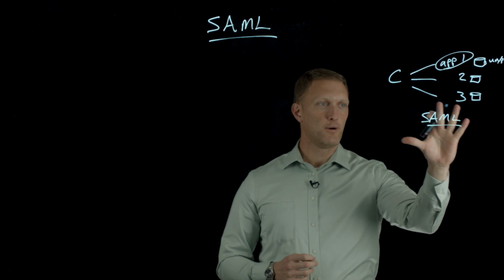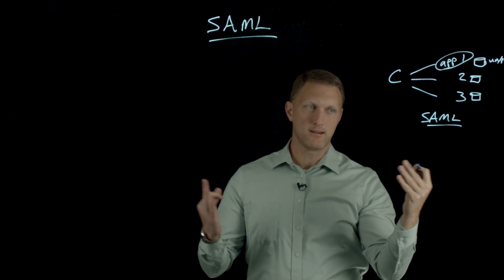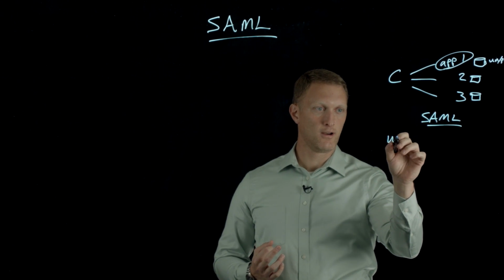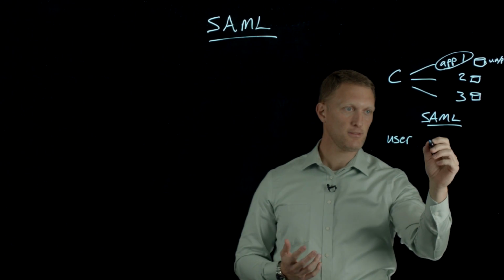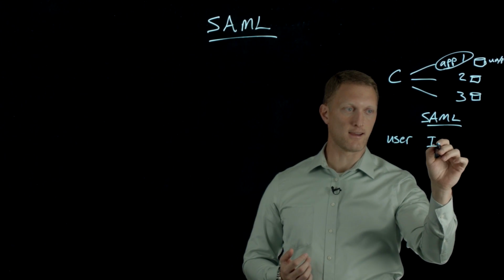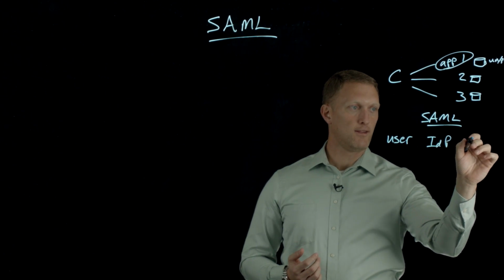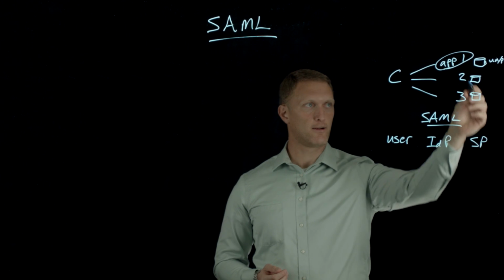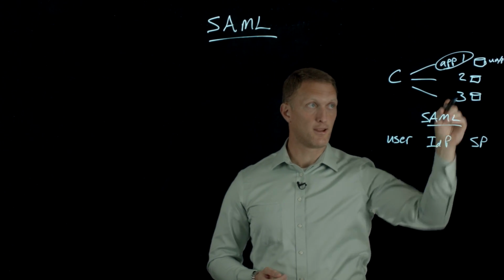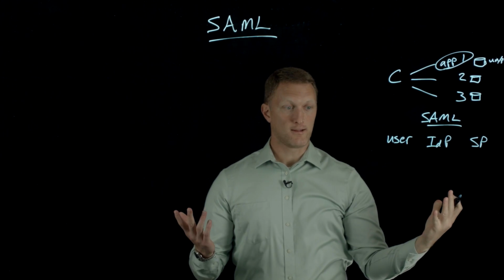All right, so in SAML you have three main components. You have the user, who is your client, your employee or whatever, and then you have what's called the identity provider, and then you have the service provider. The service provider is basically all these different applications that you need to access.